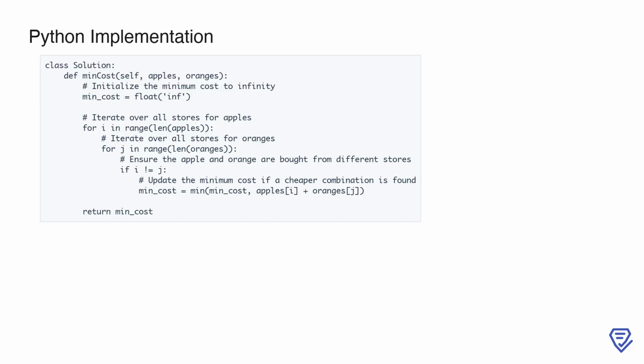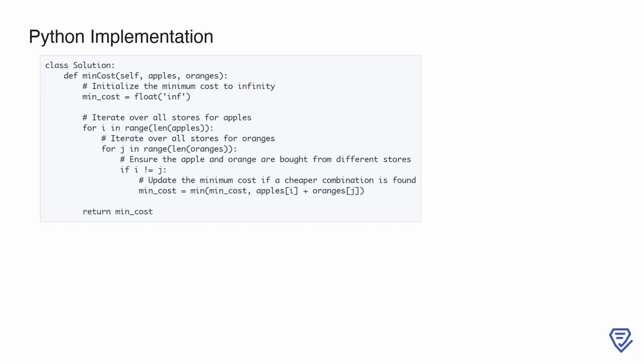Within the nested loops, we ensure that the apple and orange are bought from different stores by checking if the indices i and j are not equal. If the condition is satisfied, we calculate the total cost of buying an apple from store i and an orange from store j. We then update min_cost if the calculated cost is less than the current min_cost. Finally, after all combinations have been checked, we return the min_cost, which now holds the minimum possible cost of buying one apple and one orange from different stores. This approach ensures that all valid combinations are considered, and the solution is both correct and efficient for small to medium input sizes.